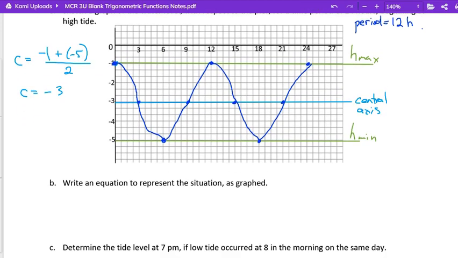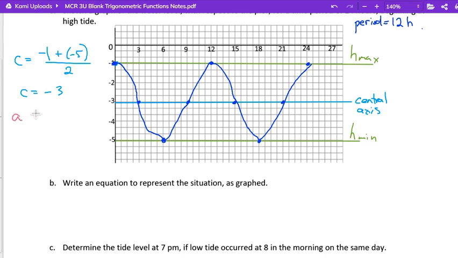Does this resemble a cosine curve or a sine curve? And is there a vertical reflection? No, because it starts at a max. Great. So when we get ready to write our equation, it's definitely going to be a cosine curve. Now we need to find some information.